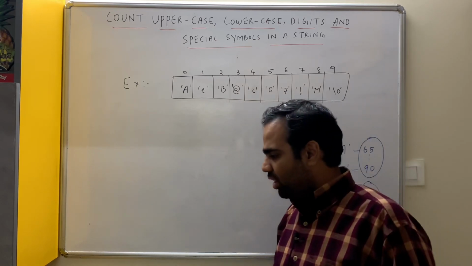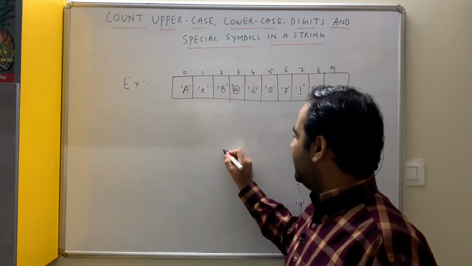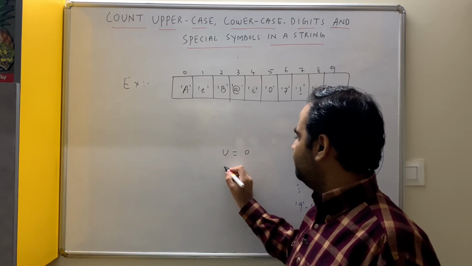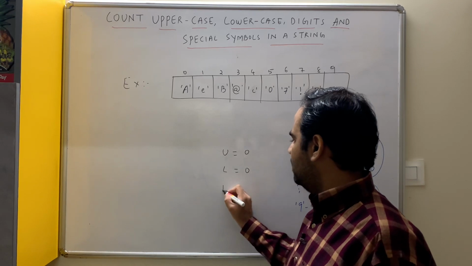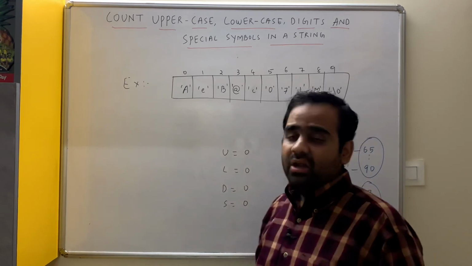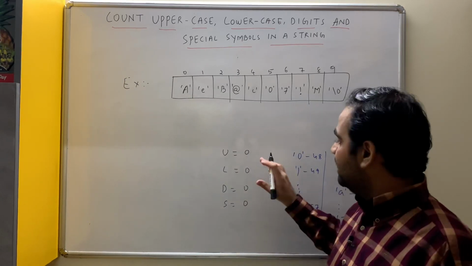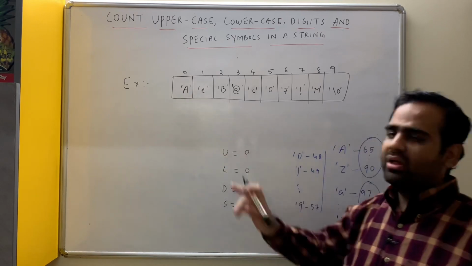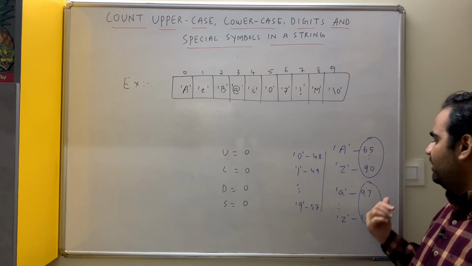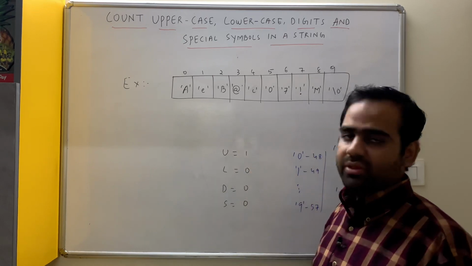Now what we do: initially we take 4 counts. Uppercase count is 0, lowercase count is 0, digit count is 0, special count is also 0. Now you take each individual character. A is uppercase. How do we know that? Because the ASCII value is 65, which is between 65 and 90. Therefore, you say uppercase plus plus.